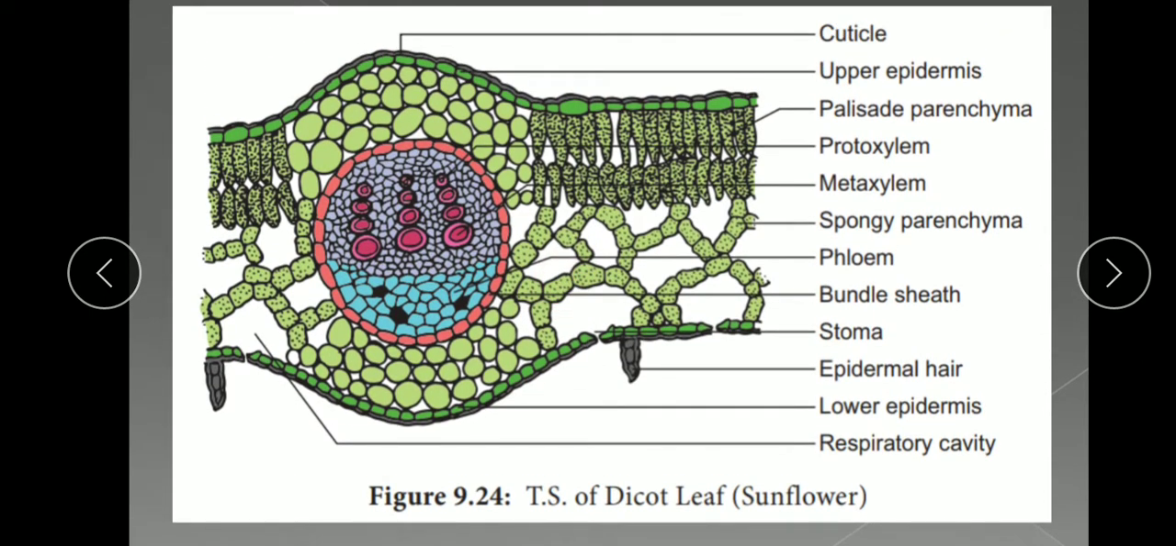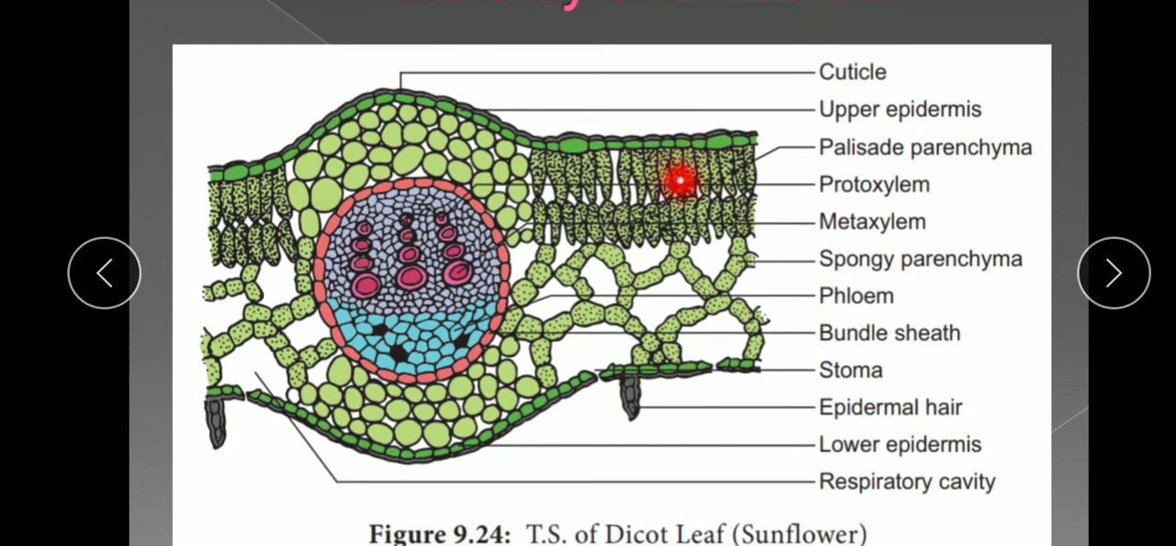It is differentiated into two distinct regions. Which distinct regions? One is palisade parenchyma. You see, this is palisade parenchyma. This is made up of vertically arranged elongated cells. In this palisade parenchyma you see these elongated cells, which are arranged parallel to each other. As such, not many intercellular spaces are there, and inside them chloroplasts are abundant. So more chloroplast is present in it.